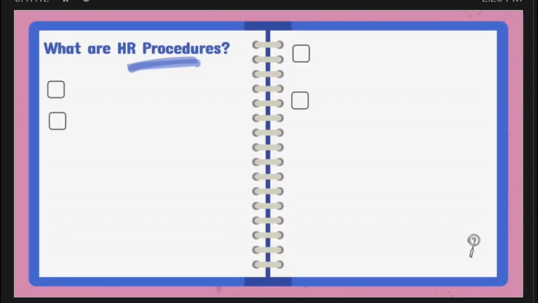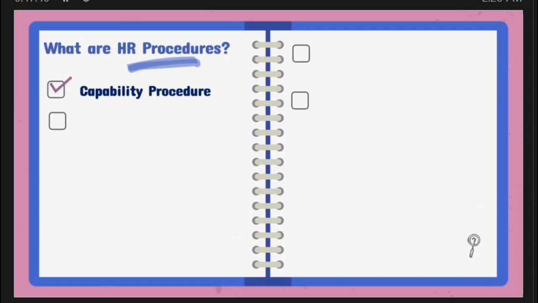Now, what are the HR procedures? Number one, we have the capability procedure. There are some organizations that deal with capability issues through a disciplinary process, but there are many benefits to handling issues of low performance separately and saving the disciplinary process for situations of misconduct.